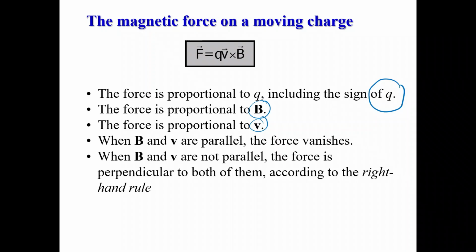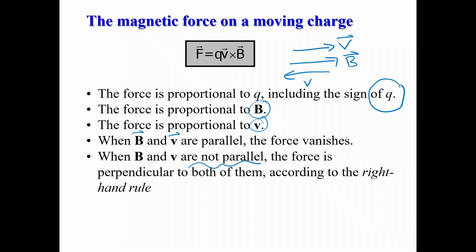The cross product is all about finding components that are perpendicular to each other. So if the magnetic field vector B and the velocity vector V are parallel to each other, then you aren't going to have a force. So if B and V are parallel or anti-parallel, your force is going to be 0. There will be no force. As long as they are not parallel, then the resulting force is going to be perpendicular to both of them.